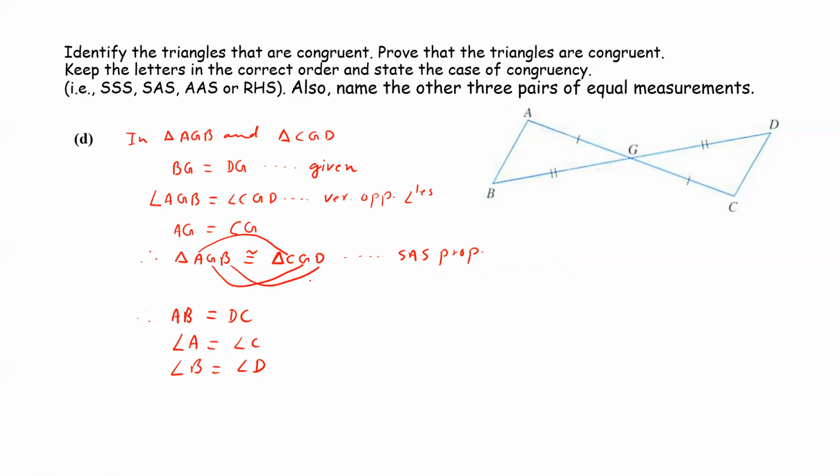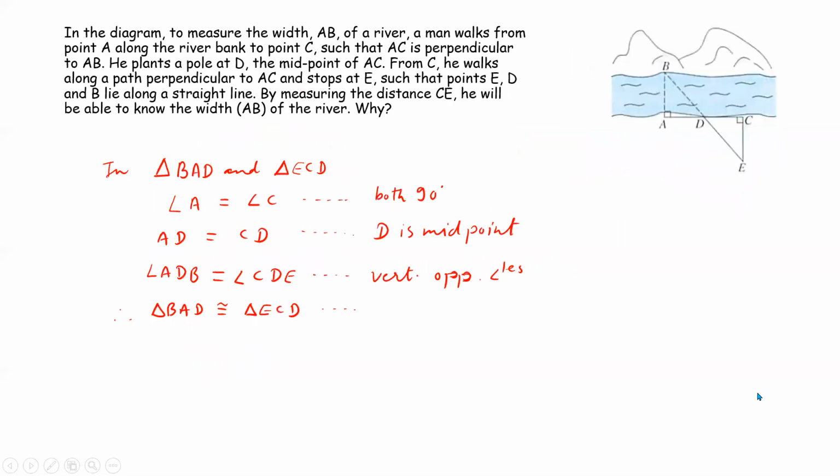All right. So now here is another question where there is a river. You would have read the question. It says, by measuring the distance CE, he will be able to know the width AB. And we have to give the reason. So all we can do is take these two triangles and prove they are congruent to each other by one of those properties.